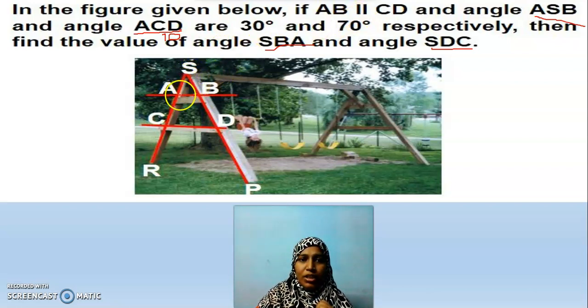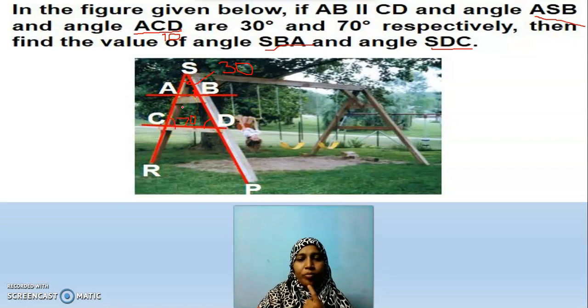First one, ASB. In the small upper triangle, I have this angle. What is its measure? Yes, it is 30 degrees. Then what is the next name? ACD. In the second triangle, I have 70 degrees. What should I find now? SBA. This angle I should find. I have shaded it. And angle SDC, this I have to find out.